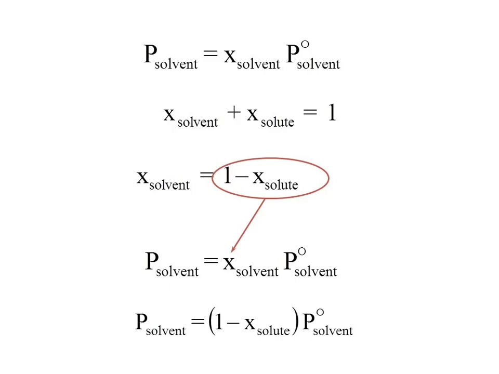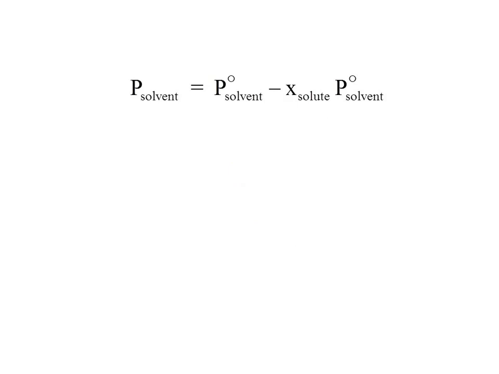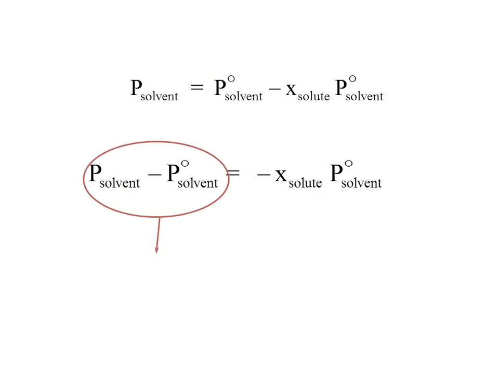Okay, so the pressure of the solvent that has a solute dissolved into it is equal to 1 minus the mole fraction of the solute times the pressure of the solvent when it's pure. Well, we can distribute this P naught through that quantity, and it looks like this. Just a little bit of algebra. And then we can rearrange it to look like this, where actually this is the other form of Raoult's law.